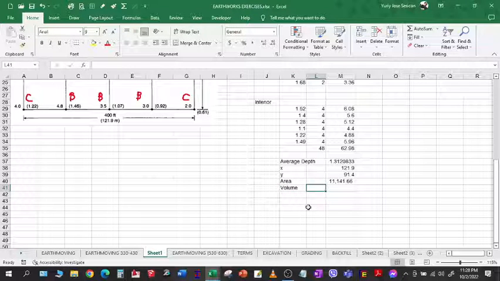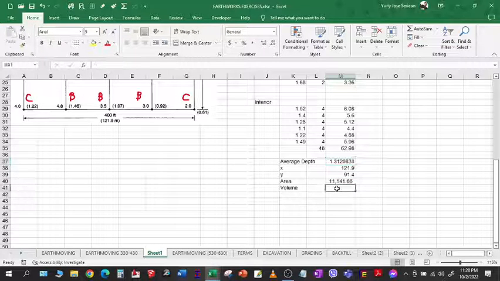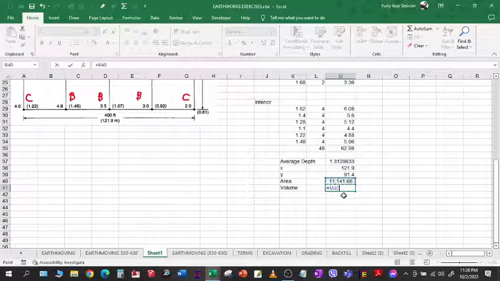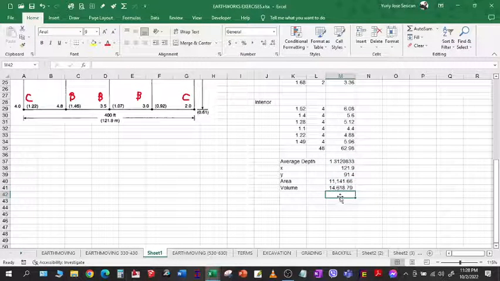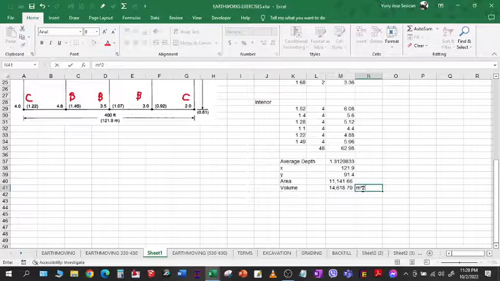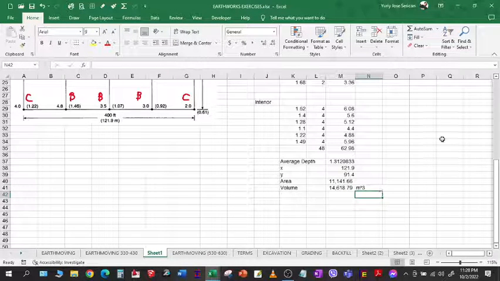So the volume now will be the area times the average depth. So area here multiplied by the average depth, and that is equal to 14,618.79 cubic meters. Thank you very much.